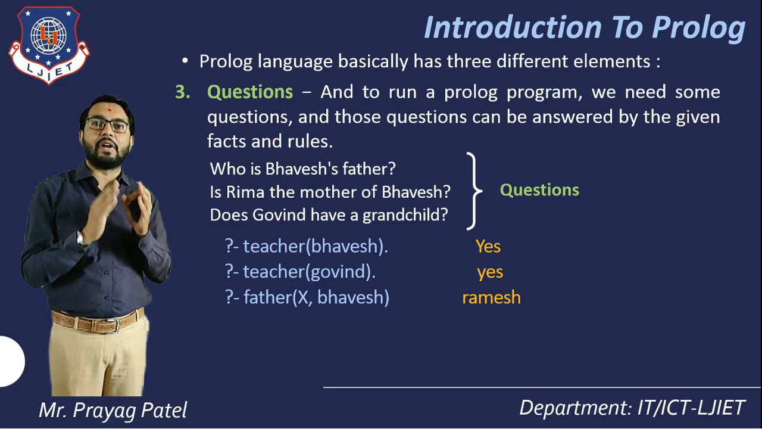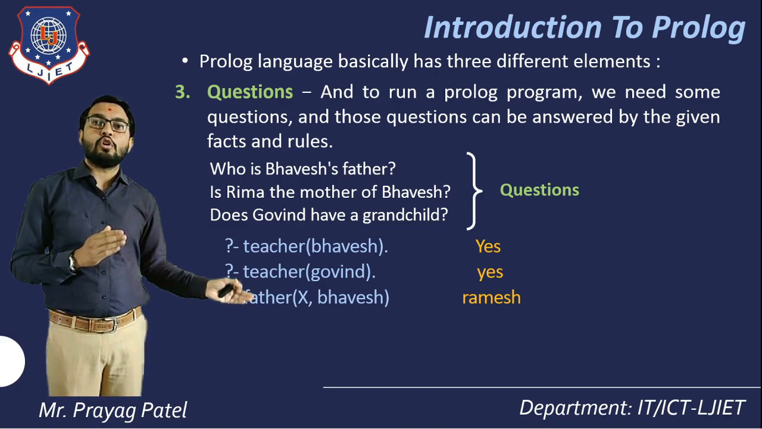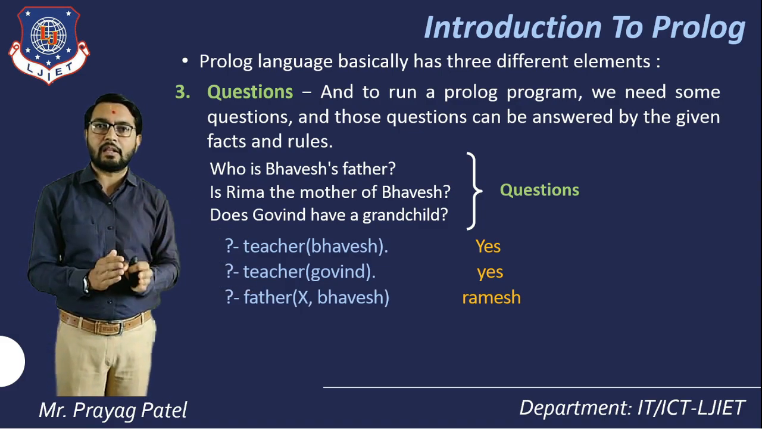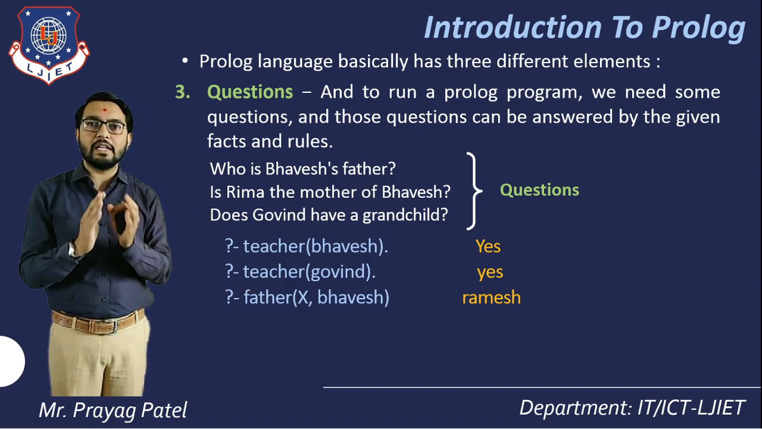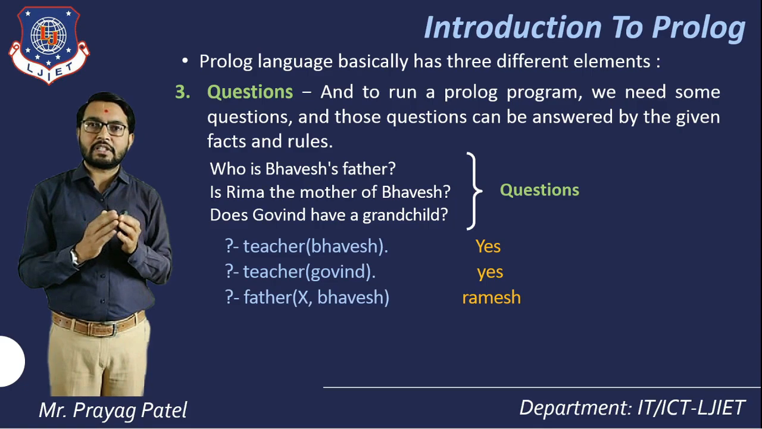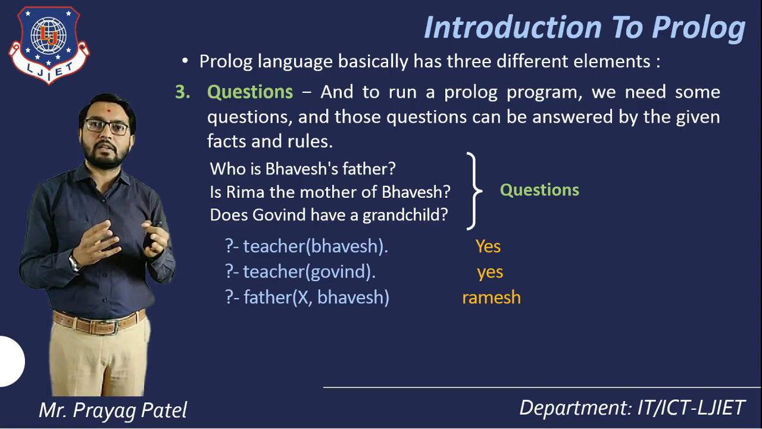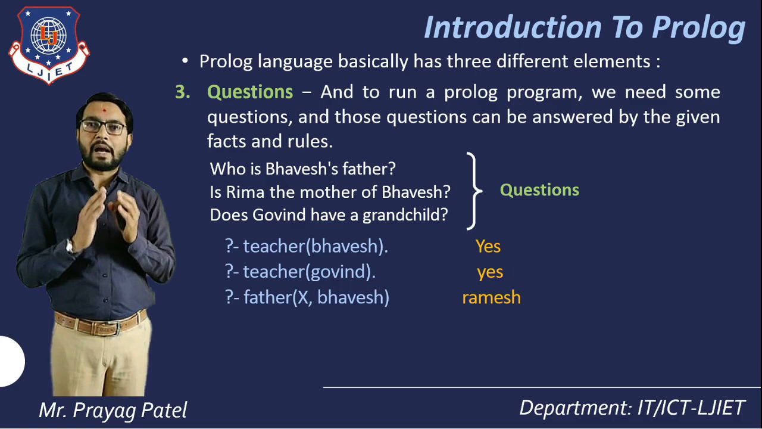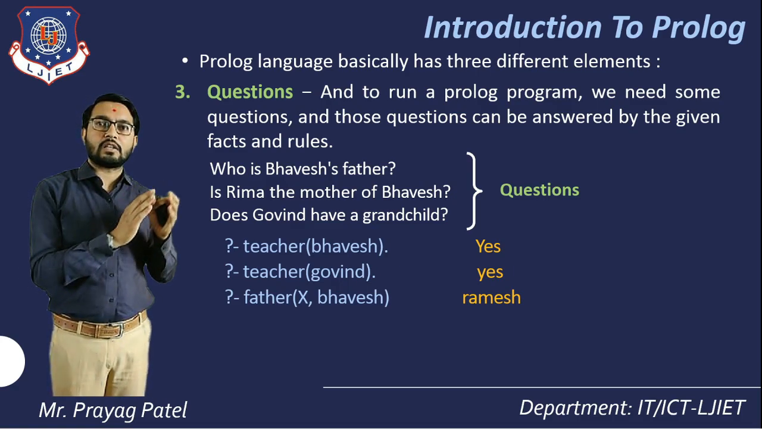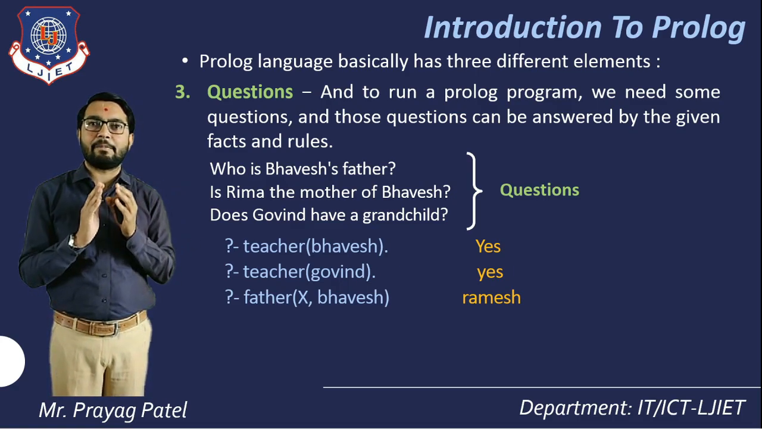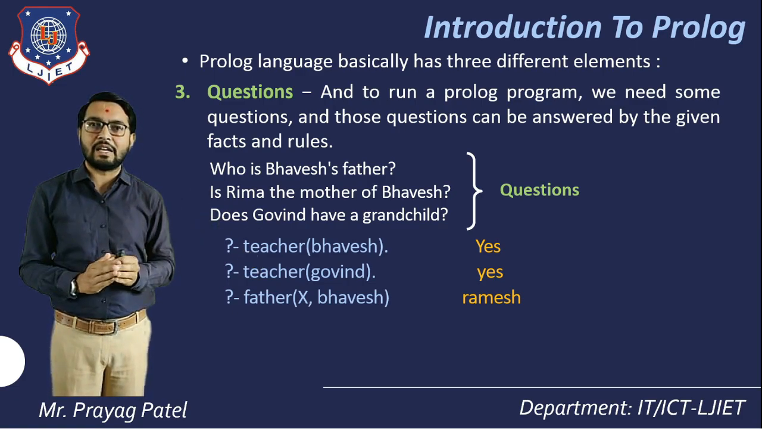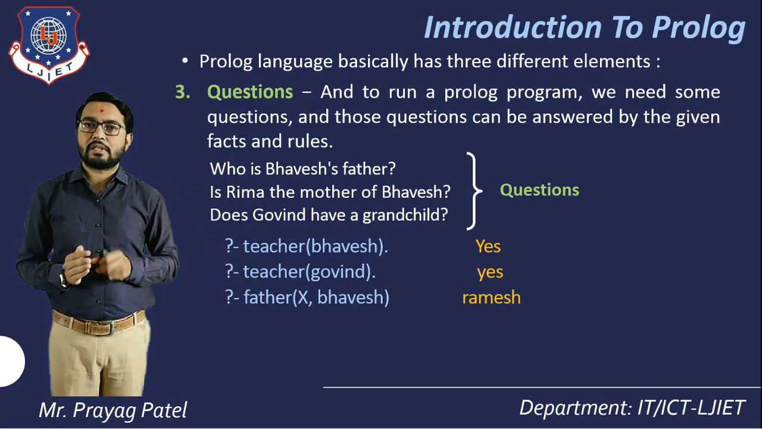First character of the variable is capital. So father(X, Bhavesh) means X is a father of Bhavesh. Then what is the value of X? Our question is what is the value of X? So we write the question like father(X, Bhavesh). So X is a father of Bhavesh. Then what is the value of X? So our answer is X equal to Ramesh.